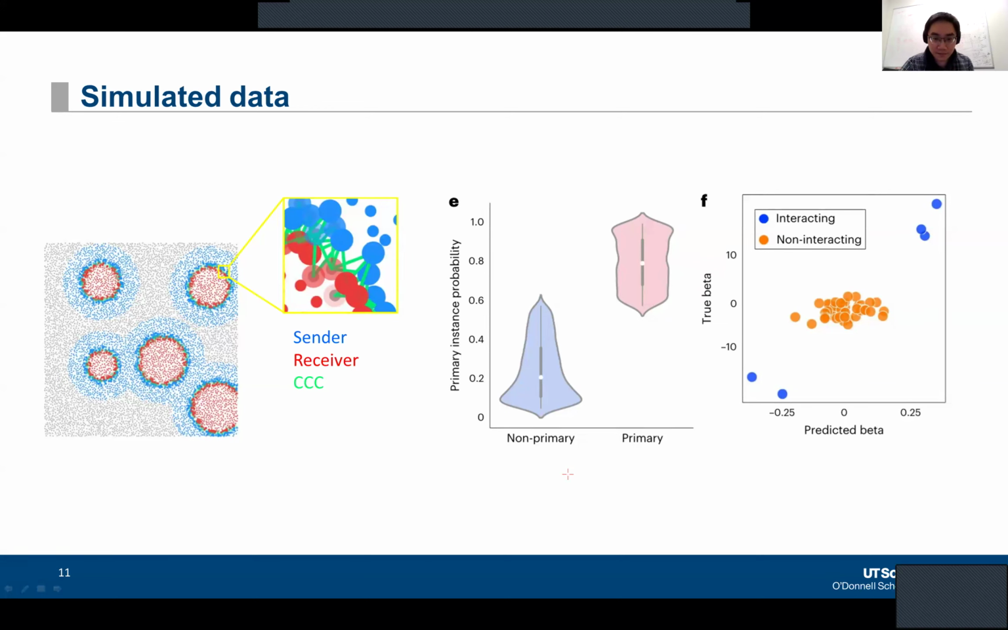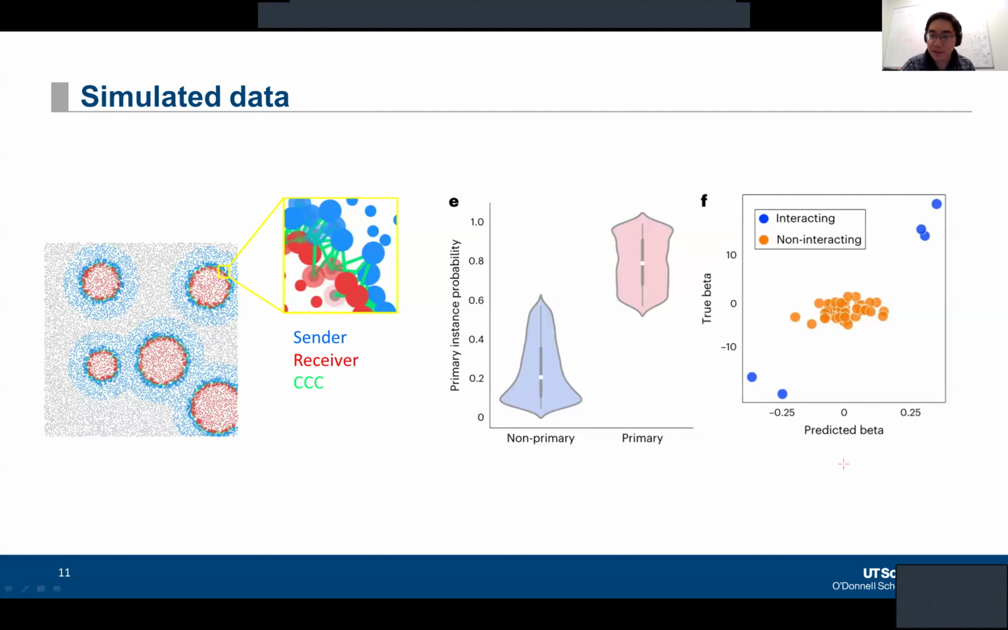And so here, like I said before, the primary instances are the cells that are predicted to truly interact. Here we have the ground truth, so we're able to show that our model is correctly predicting which cells are actually interacting.